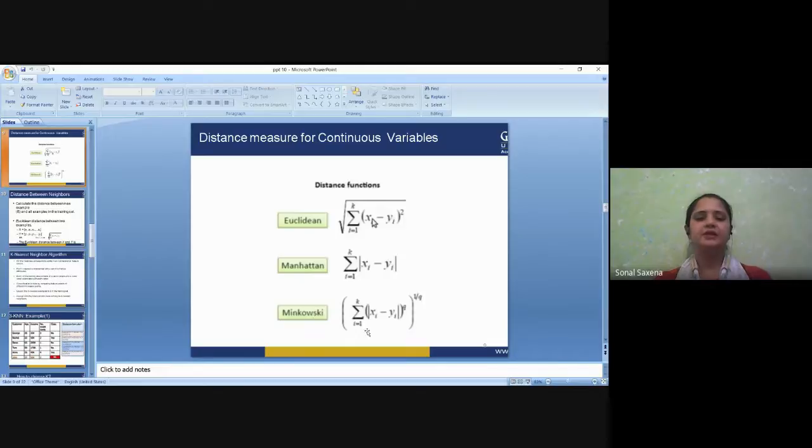And similarly, there is a formula for the Minkowski distance measure. We can even use this Minkowski. So these are the three different distance functions that you can implement while you are using the KNN algorithm.